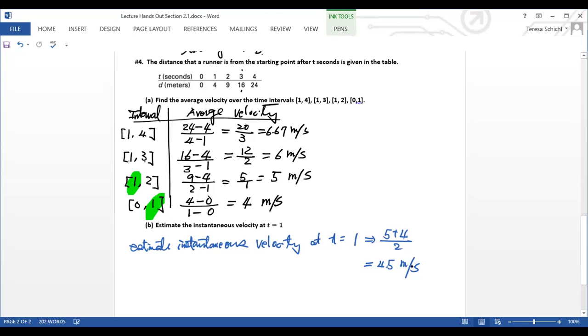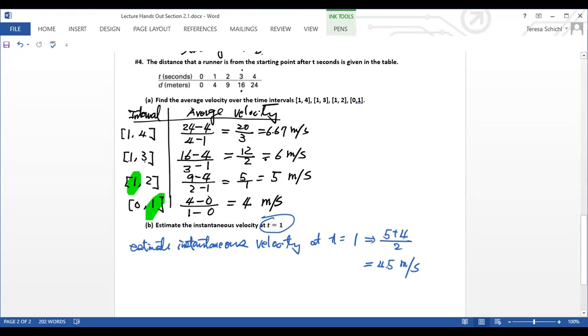And for this one, you might say, how about the interval 1 to 3? Yeah, you can do that, but you want to get closer and closer to t equal to 1. So the intervals 1 to 2 and 0 to 1 are probably the closest to t equal to 1 here.